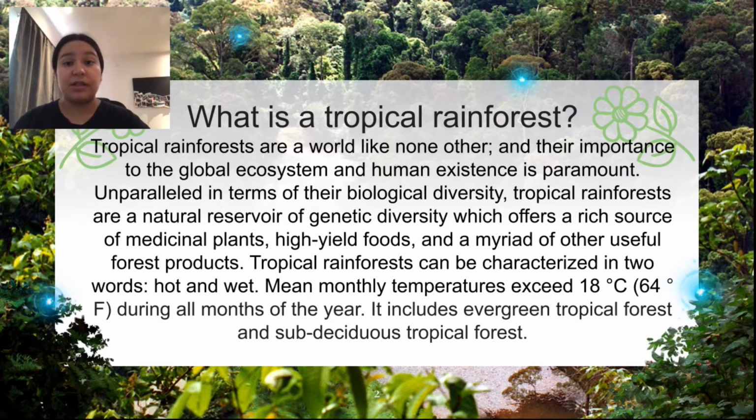Tropical rainforests can be characterized in two words, hot and wet. Mean monthly temperatures exceed 18 degrees during all months of the year. It includes evergreen tropical forests and subdivisions of tropical forest.